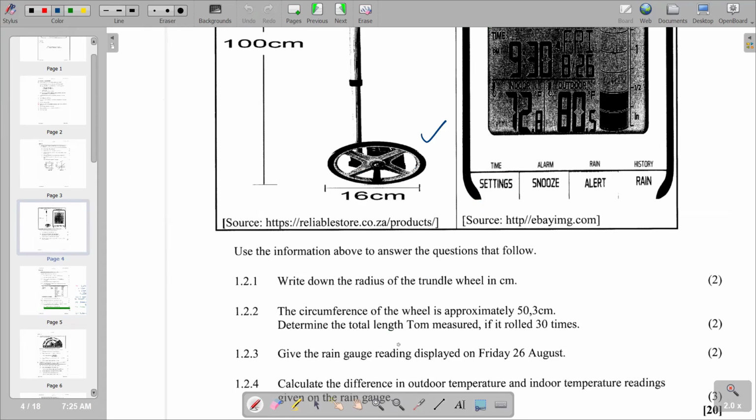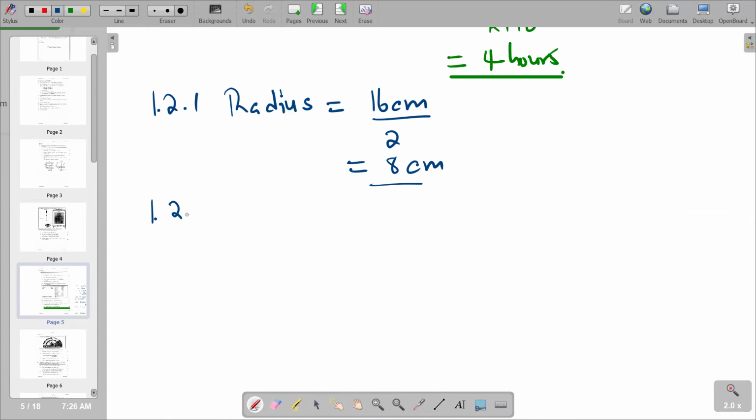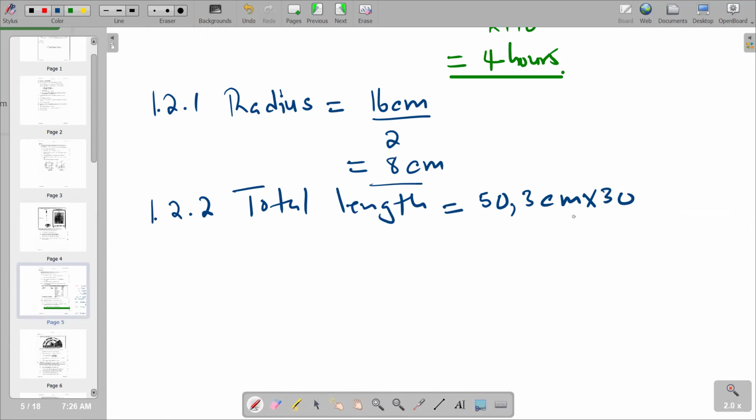Then we move to the next part, where the circumference of the wheel is approximately 50.3 centimeters. Determine the length. If the circumference is 50.3 centimeters, it means every turn is equal to 50.3 centimeters. So if there are 30 turns, we have 50.3 times 30. We present it as such: total length is equal to 50.3 multiplied by 30, and our answer is 1,509 centimeters.